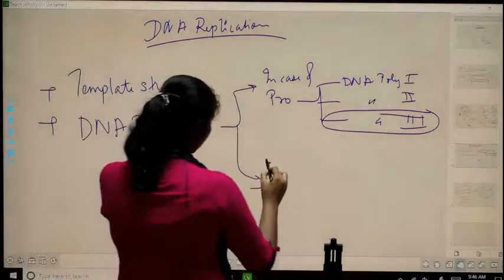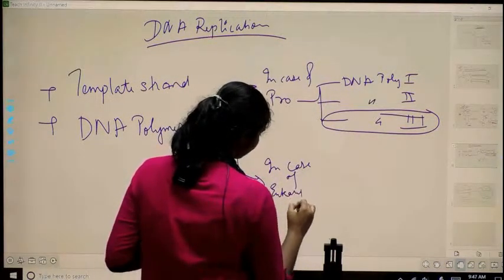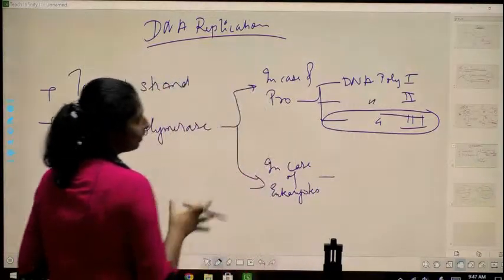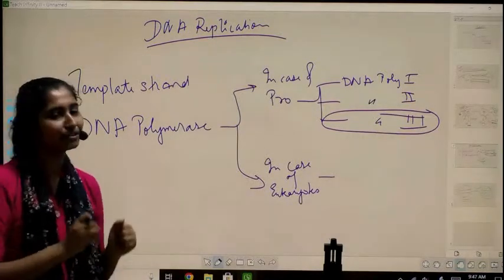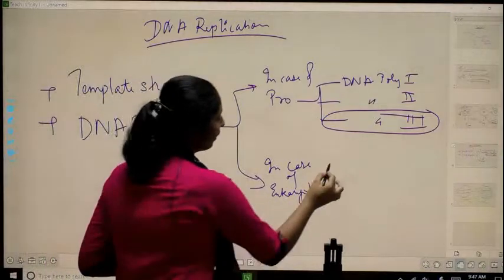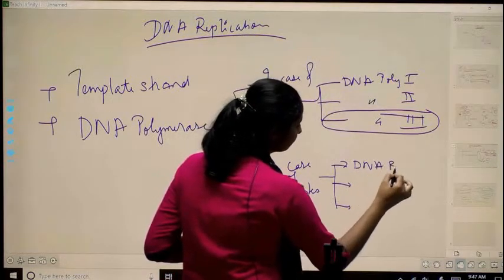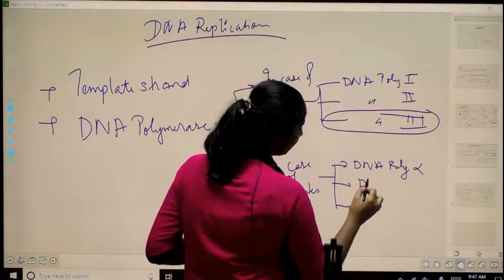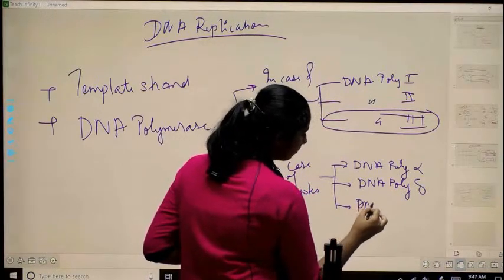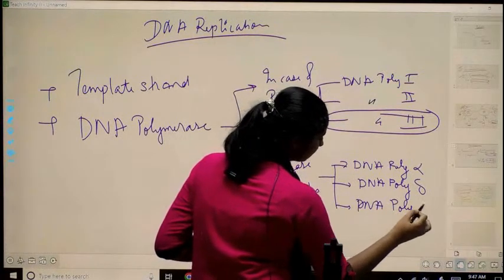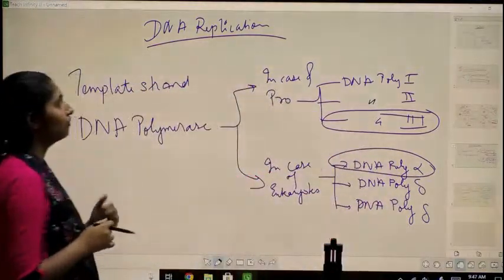In case of eukaryotes, we have around 14 DNA polymerases. So we have a large variety of DNA polymerases when it comes to eukaryotes, but we only have to learn three important ones. We have DNA polymerase alpha, DNA polymerase delta, and DNA polymerase epsilon. So alpha is going to help me initiate the process of DNA replication.